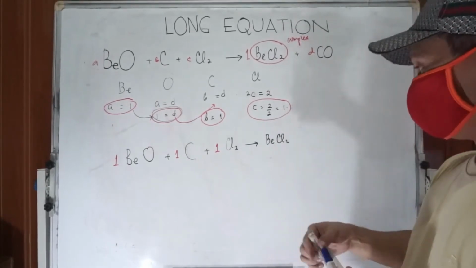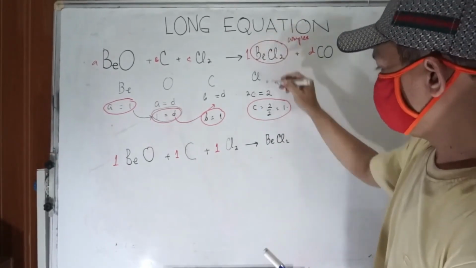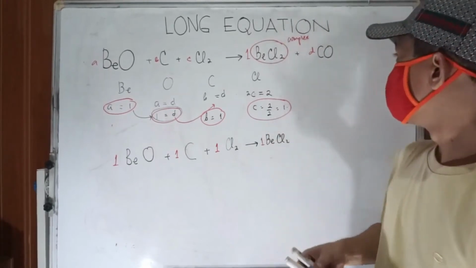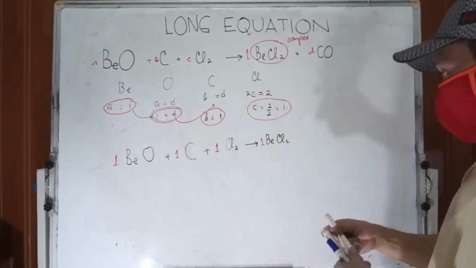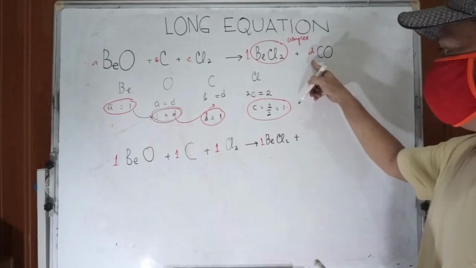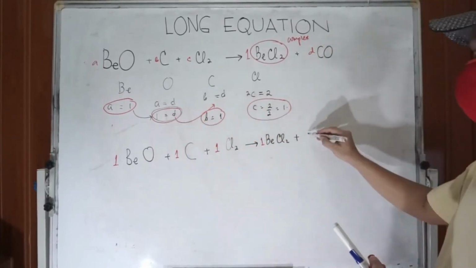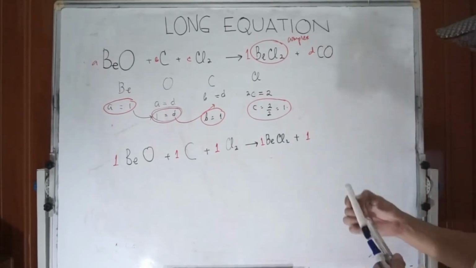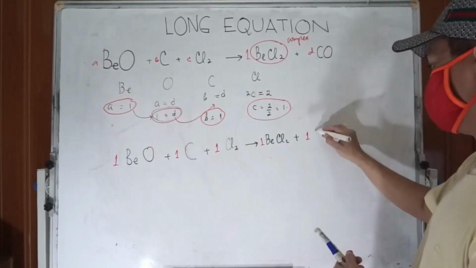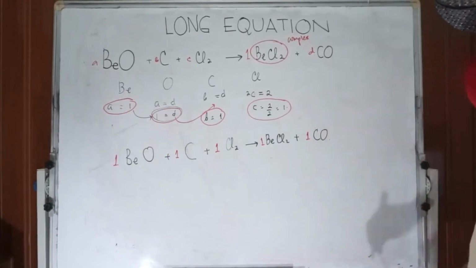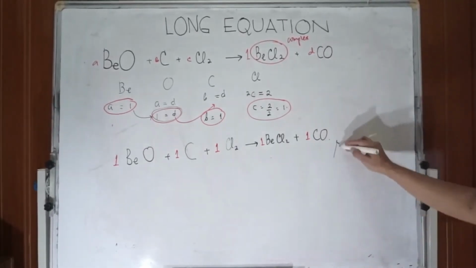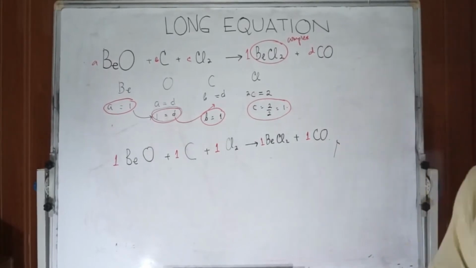BeCl2, because we already got 1 here, so this here is 1, and the last is D. Where is D? D is 1. Okay, 1 CO, carbon monoxide. Okay, clear everyone? Very easy, right? Thank you very much.